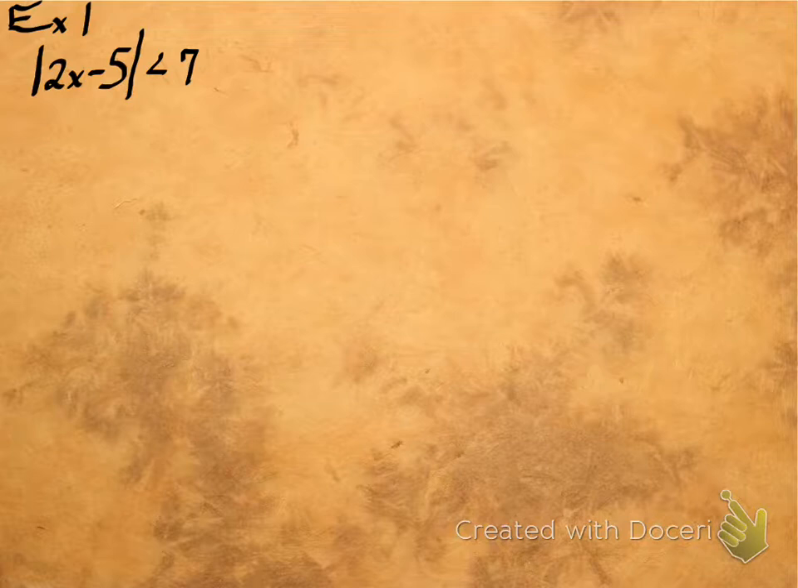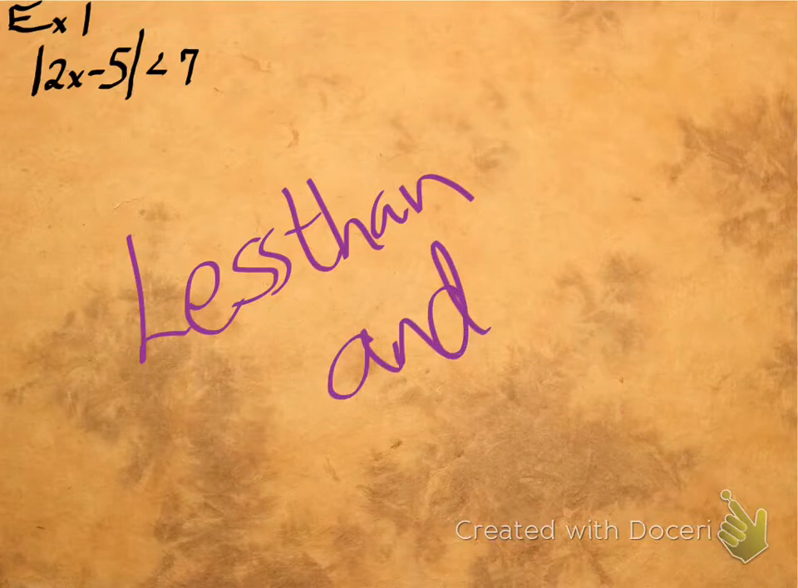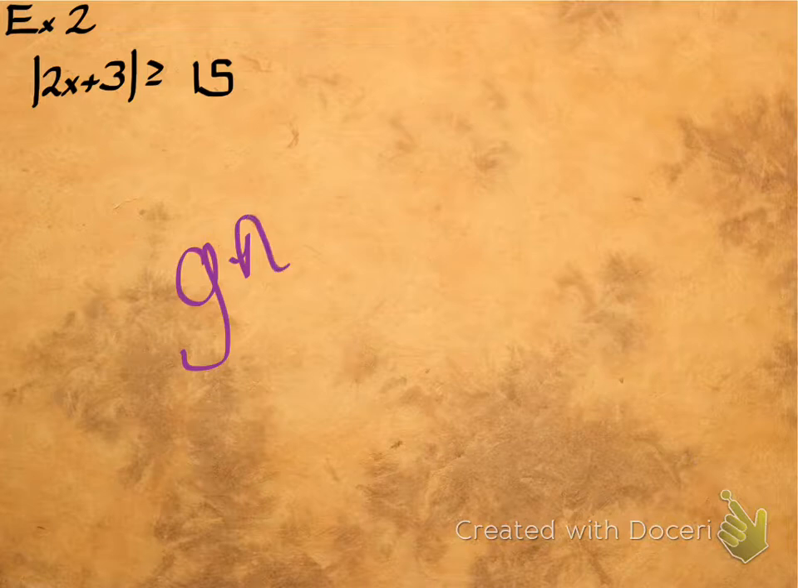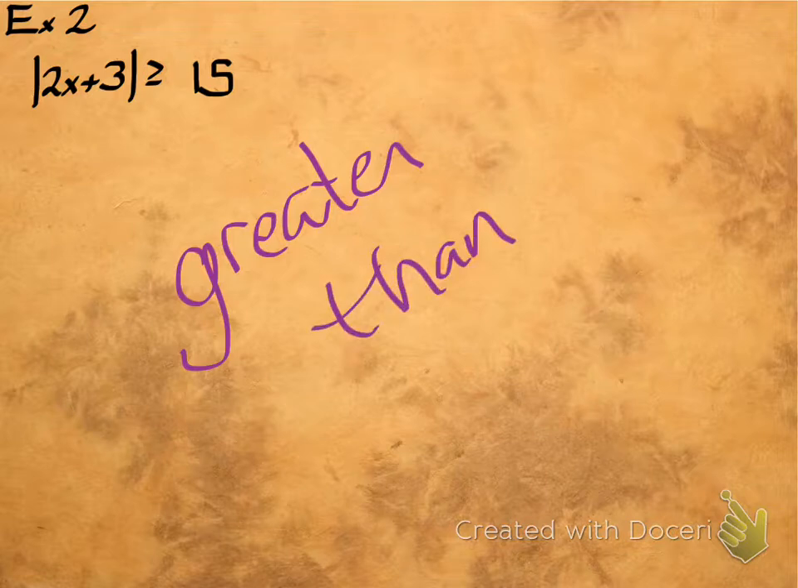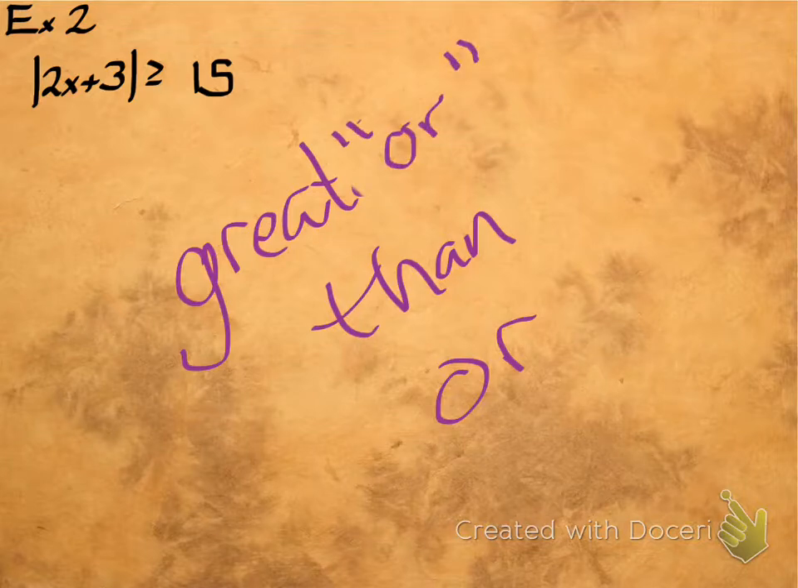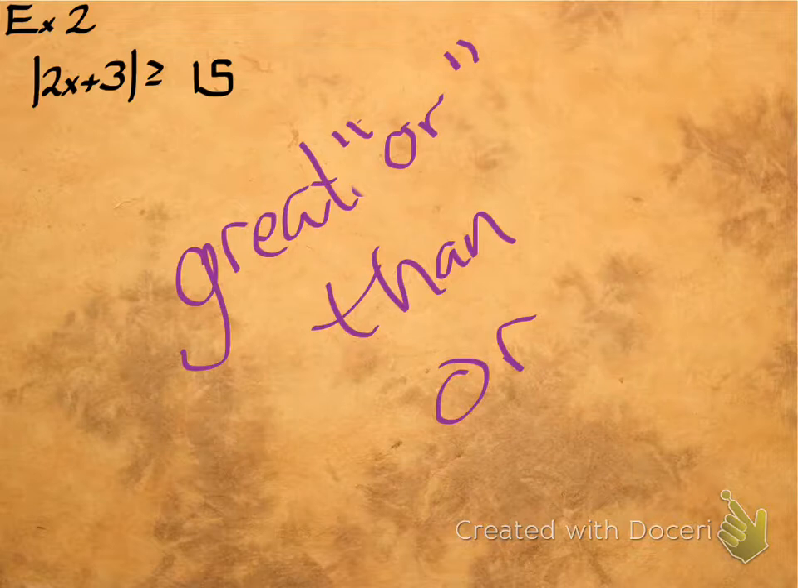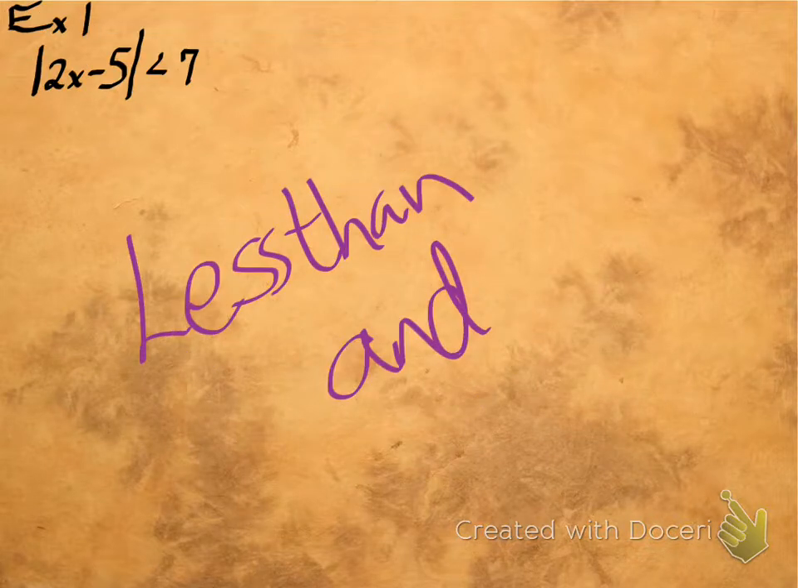And the big thing on this is you have to memorize a trick. Less than is "and." Greater than is "or." The way I always remembered it was "great-or" than, and less than is "and." I remember that "or" goes with greater. And that's going to help us with the next step.